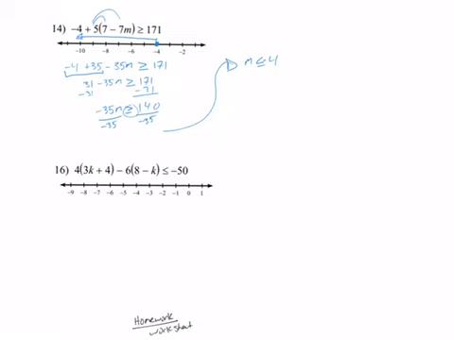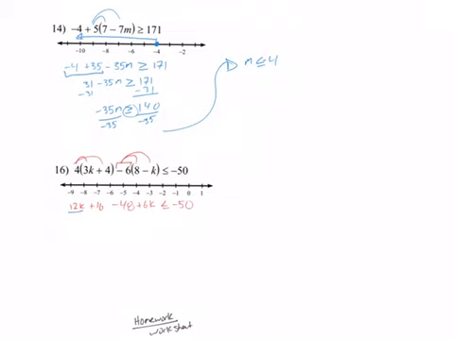Alright, same idea here. You just have to distribute twice. So 4 times 3k is 12k. 4 times 4 is 16. I'm going to say this negative 6 times 8, negative 48. Negative 6 times that negative k is going to give 6k, which is less than or equal to negative 50.